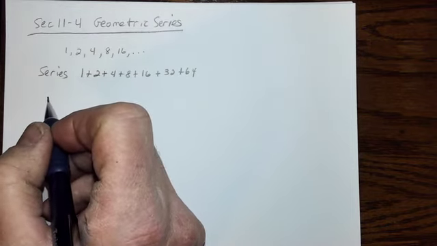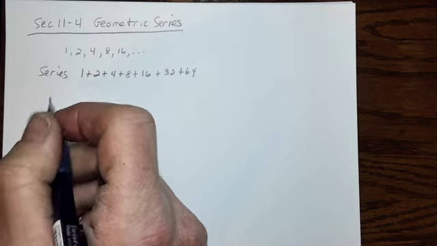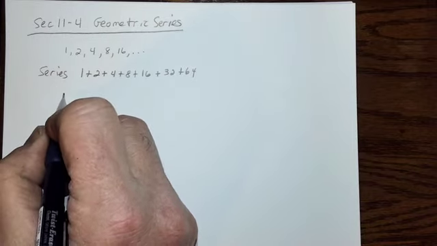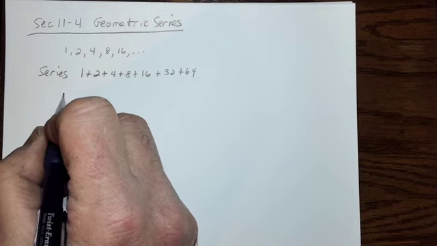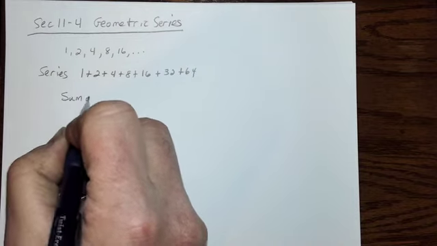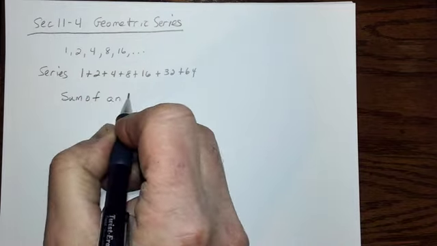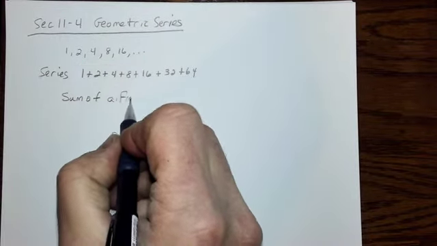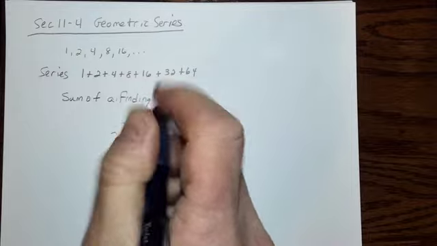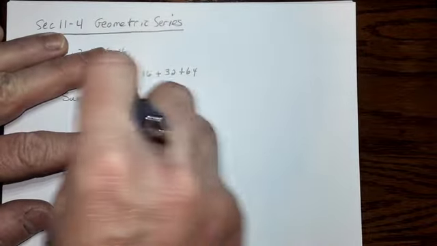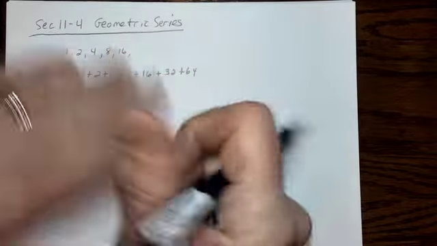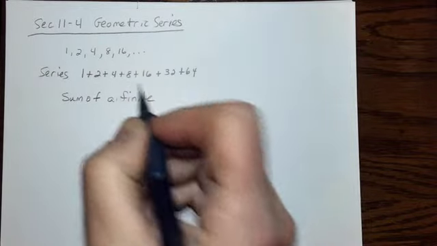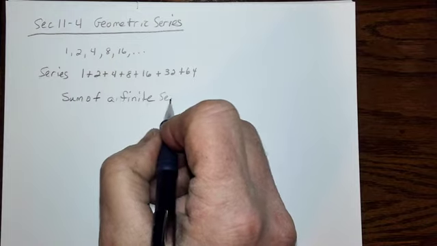They do show in the book on page 643 how they developed this, but I'm going to skip that for now. We're just going to look at what the formula is. So the sum of a finite series, meaning a series that ends. I can't spell today, as if I could any other day.